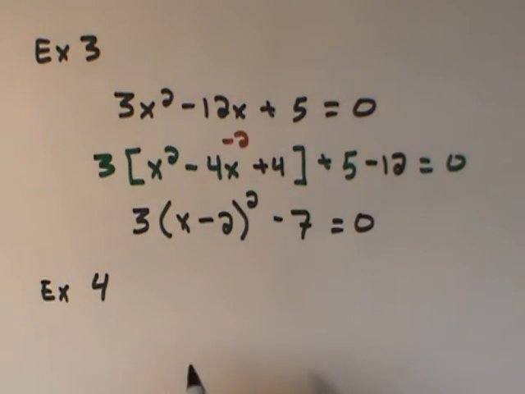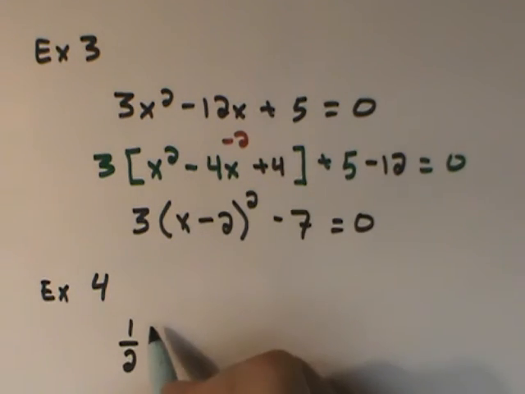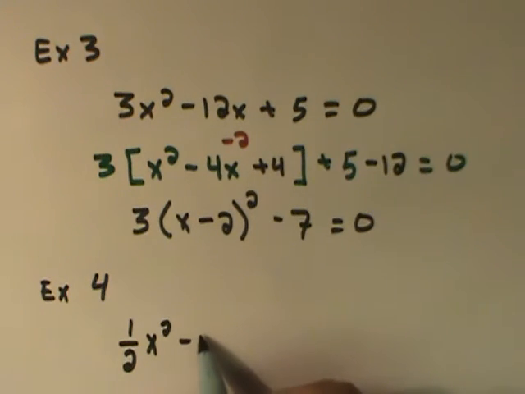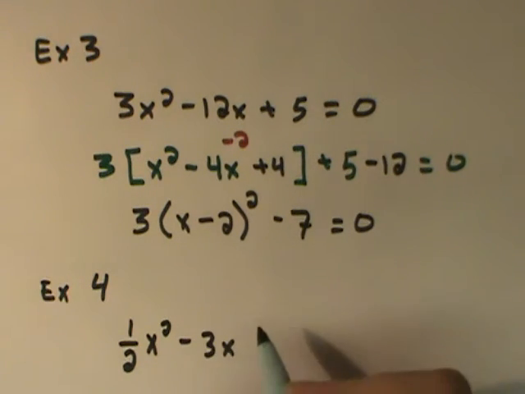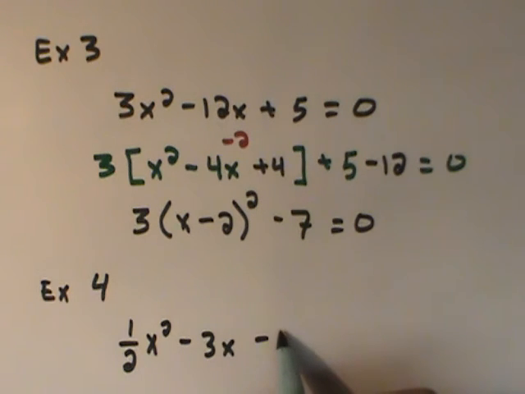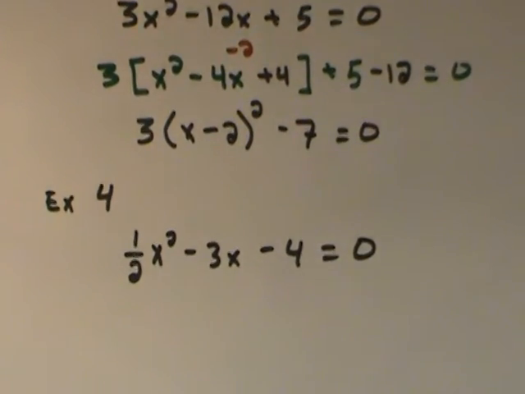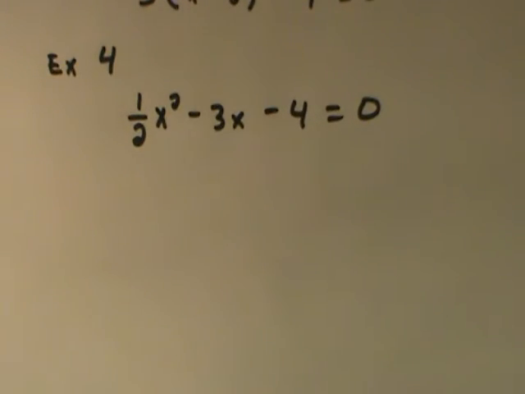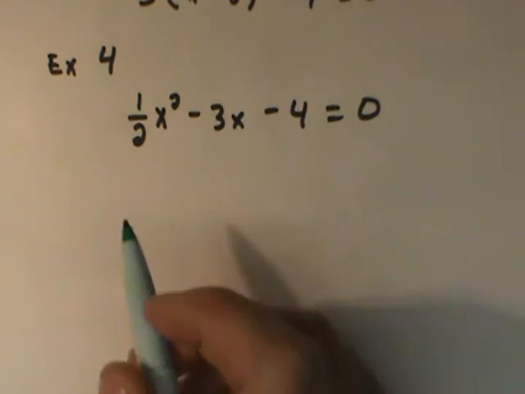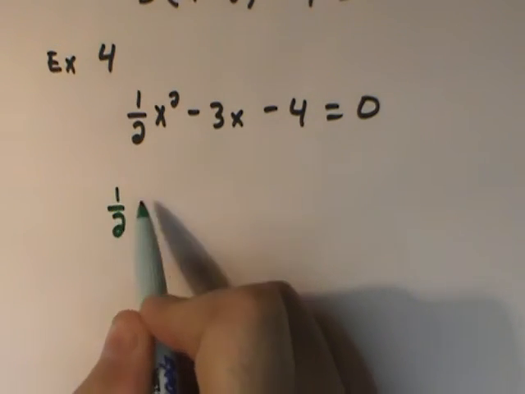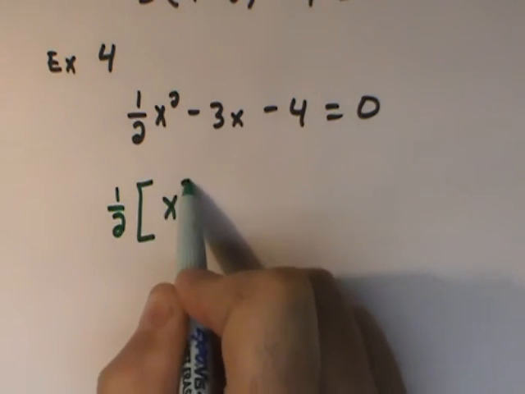On example 4, we're going to throw a fraction in here. And again, we're just looking at how this doesn't really affect the method. You just have to worry about what fractions do to the problem. And so I've got 1/2 x squared minus 3x minus 4. Just like the previous example, I'm going to isolate that a term. So I'm going to pull the 1/2 out. That leaves me with an x squared.